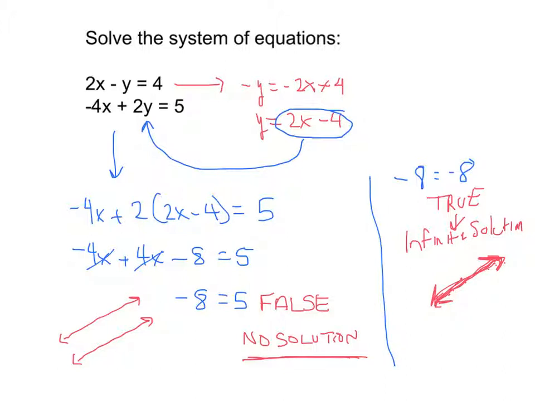So when you're solving systems of equations, it's very important, if your x's and your y's both disappear, to pay attention. Do you end up with a false statement, meaning no solution, or do you end up with a true statement, meaning that there are infinite solutions and these are the same line?